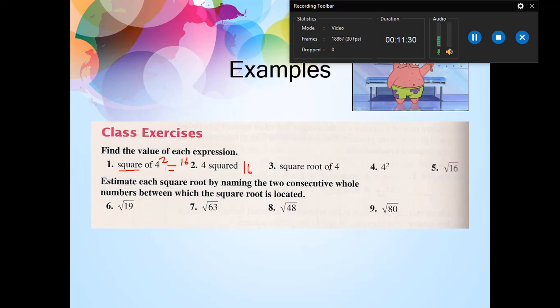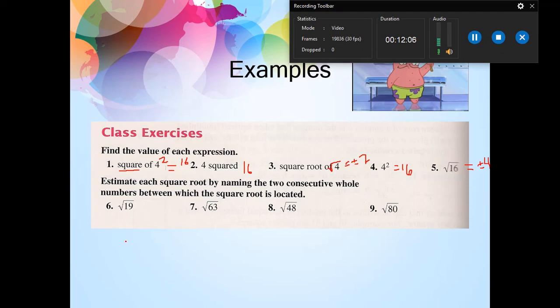In number 3, they're asking for the square root of 4. They want you to square root it. 4 is a perfect square. So this tells me that I would have both positive and negative 2. For number 4, we know that this is 16. And number 5, square root of 16 is a perfect square, so we're going to have positive and negative 4.